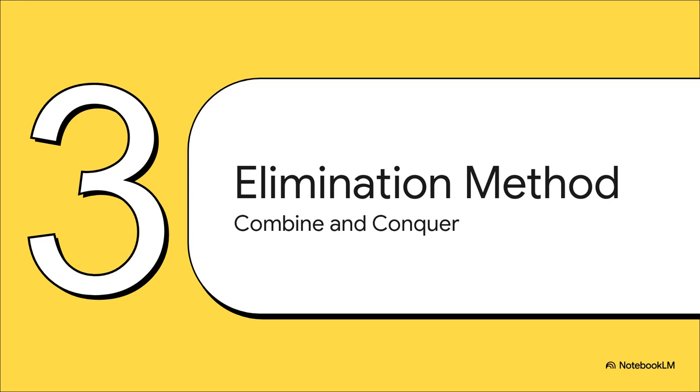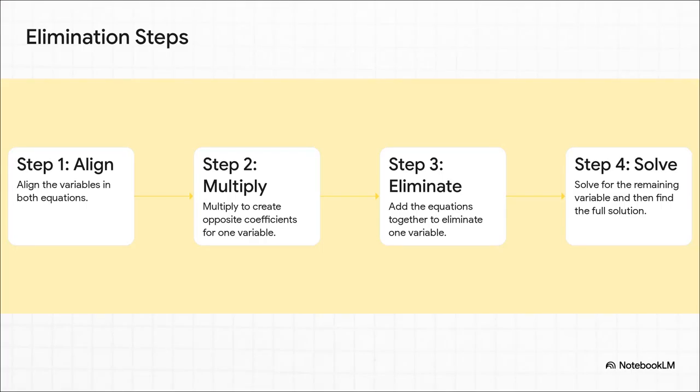This one is called the elimination method, or as I like to think of it, combine and conquer. This method is awesome, especially when both equations are all lined up and substitution just looks like it's going to be a mess. The whole idea is to add the two equations together in a way that makes one of the variables just disappear. So here's how you do it.